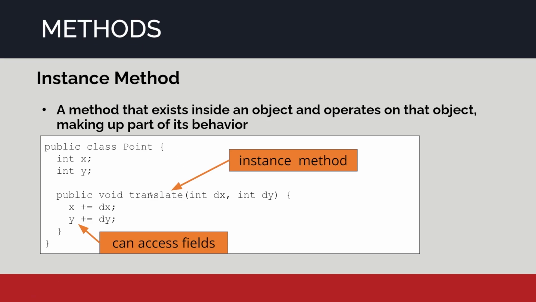Instance methods can access the internal fields. You can see that this x right here, I haven't declared it in the method because it exists on the class itself. When I say x plus equals dx, I mean this x, and Java knows that's the x I'm talking about.